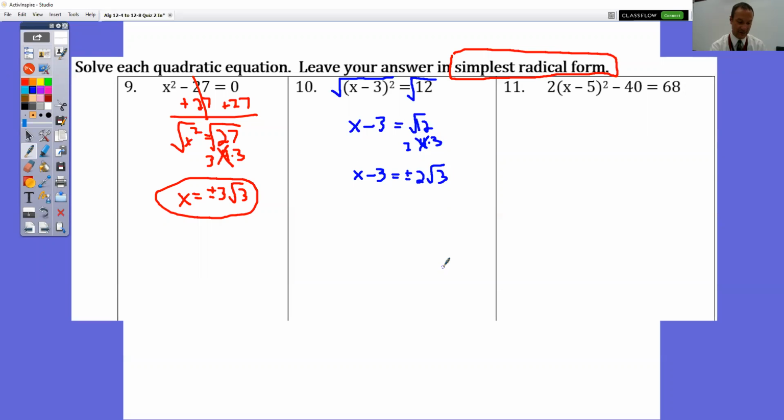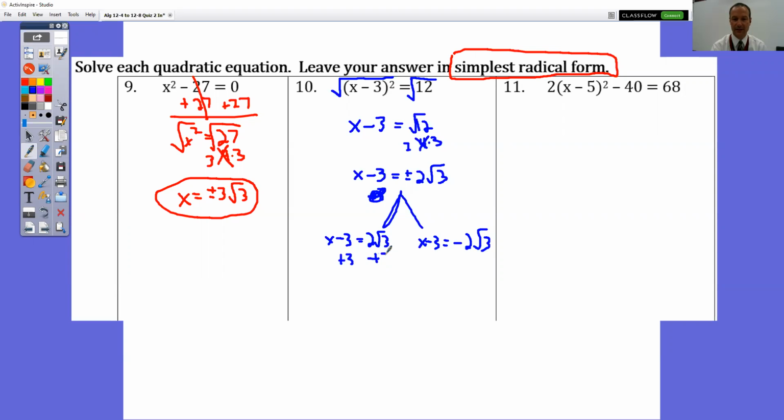That is not in simplest form yet. We have to get the x all by itself. We're not going to do that yet. We're going to split it right here. So we're going to have x minus 3 equals 2 radical 3, and x minus 3 equals negative 2 radical 3. Now you need to solve that.